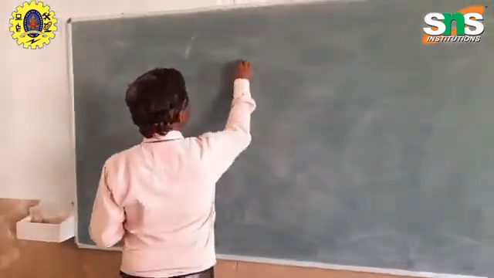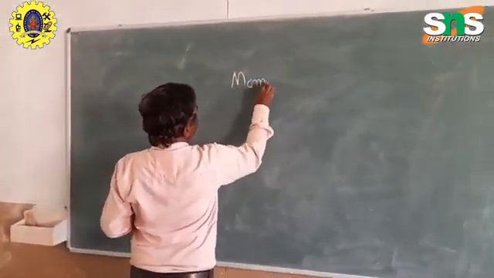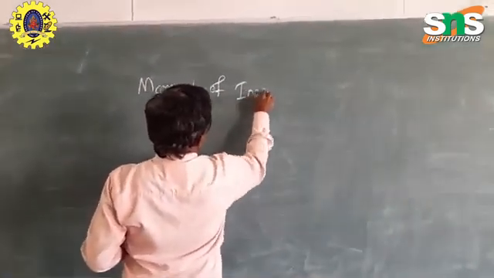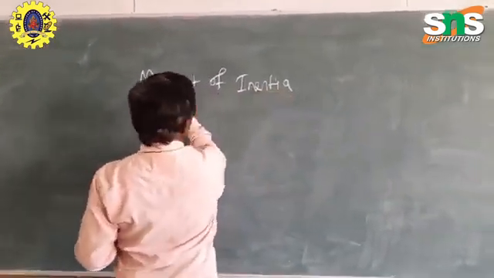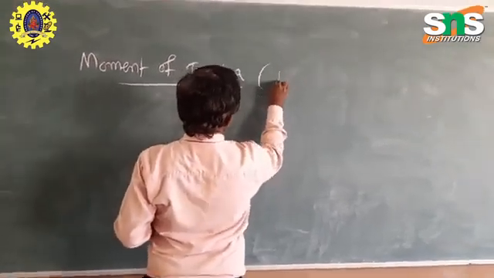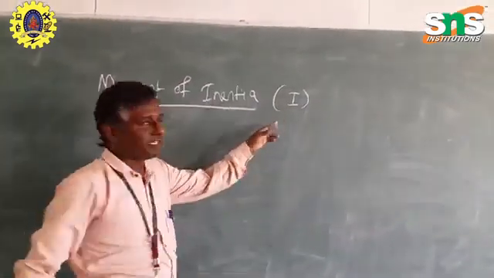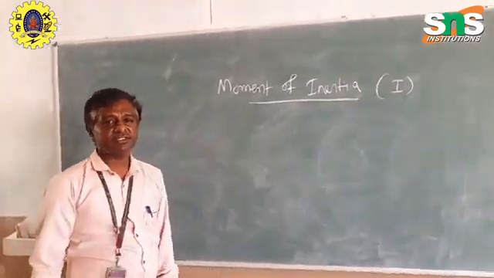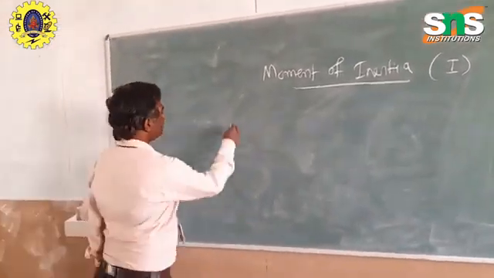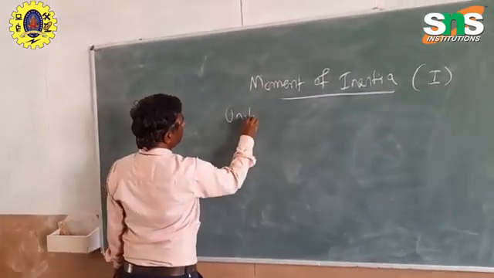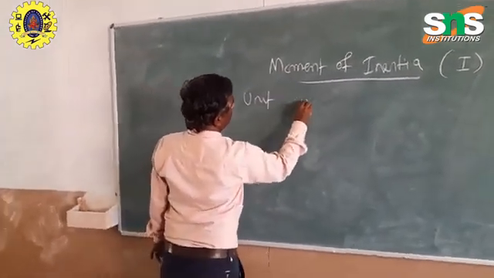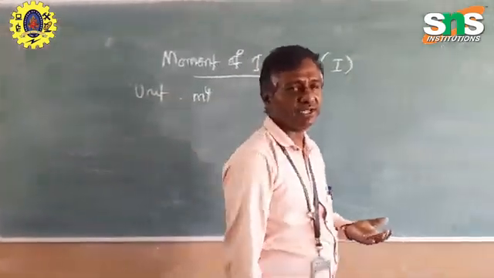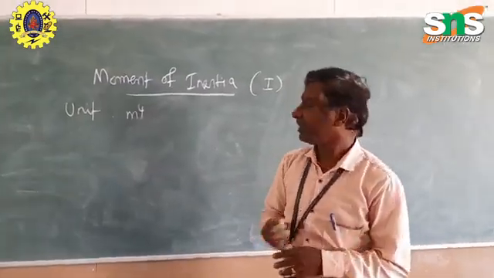What is moment of inertia? So I will say the moment of inertia is represented by the letter I. Then, what is the unit? The unit is measured in terms of meter power 4 or millimeter power 4 or centimeter power 4. Both are mutually convertible.